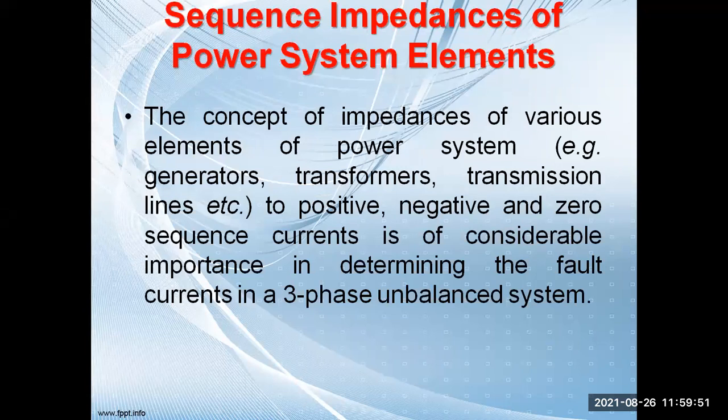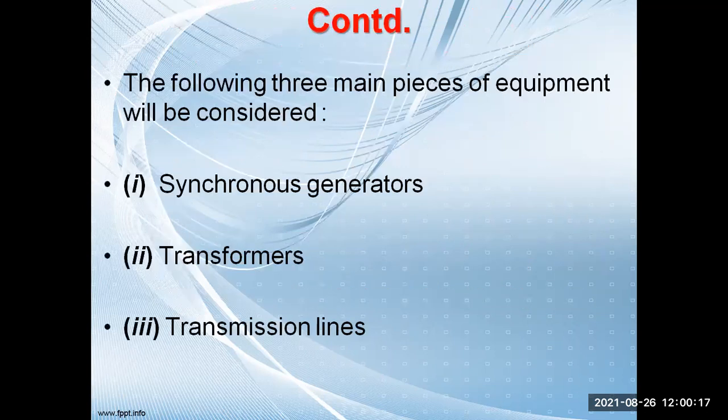Next is the sequence impedances of the power system elements. We need to understand what should be the range of values for the sequence impedances of different power system elements. The concept of impedances of various elements of a power system, that is generators, transformers, transmission lines, etc., to positive, negative, and zero sequence current is of considerable importance in determining the fault currents in a three-phase unbalanced system. The following main pieces of equipment will be considered in any power system. These are the major equipment: first the synchronous machine, second the transformers, and third the transmission lines.